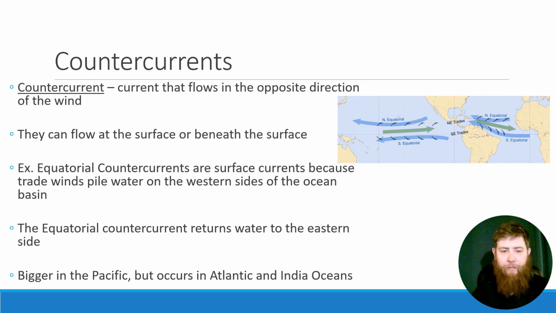Very fun. The countercurrents, equatorially speaking, are bigger in the Pacific but occur in the Atlantic and Indian Oceans. And they don't only appear on the equator, but these are where they're most common and most prolific.